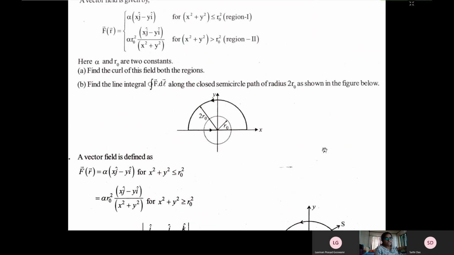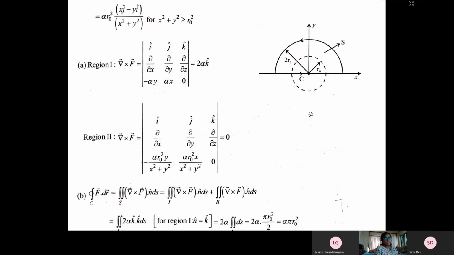So for the first region it will be alpha k cap, and for the second region curl of f is 0. So for the first region put the value: alpha k cap dot n cap ds. So here n cap is along k cap, okay. Here you put the value and you get, because this is the plane of xy, so in the xy plane the surface is along z cap. So z cap is k cap. So 2 alpha k cap dot k cap ds, that is the answer, alpha pi r naught square. Okay. So integration over ds is pi r naught square by 2.